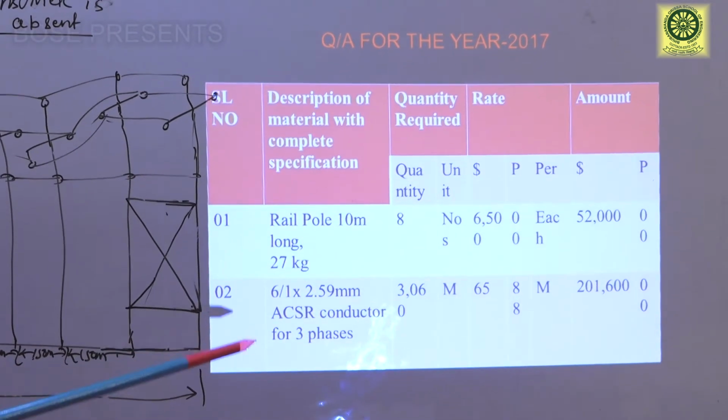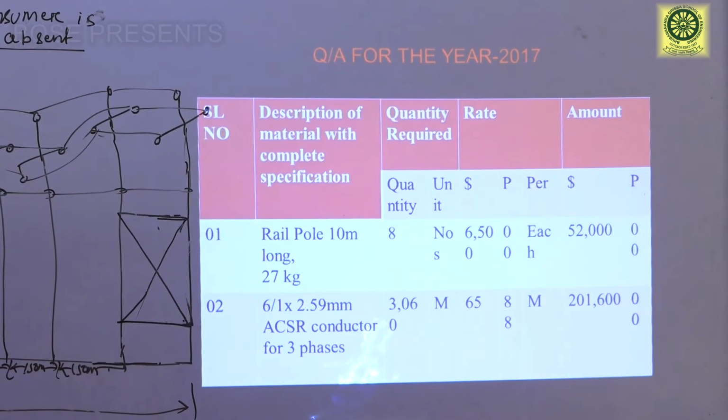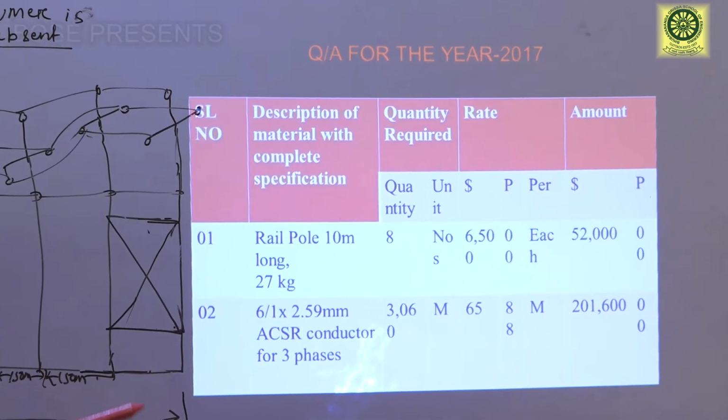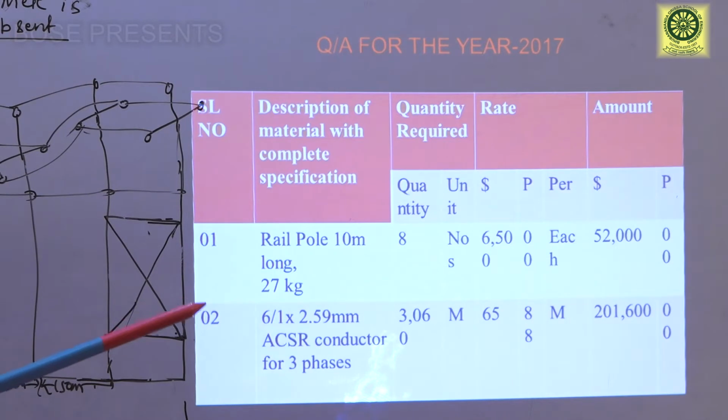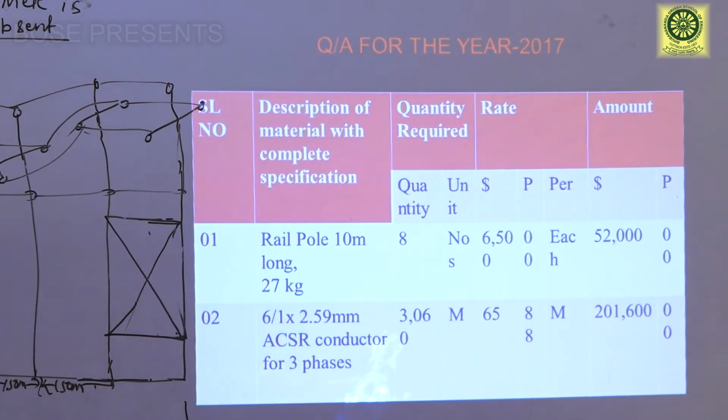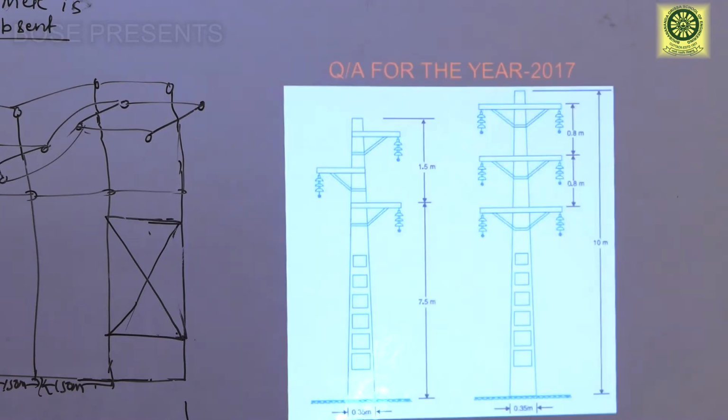Next, ACSR conductor, we have discussed, it is 3060 meter. So each meter is 65 rupees. So it will cost around 2,01,600.